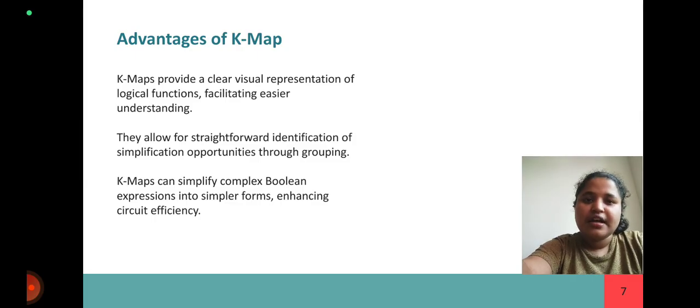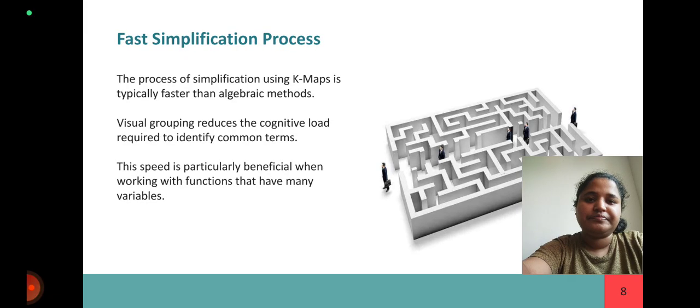Let me repeat. K-maps provide a clear visual representation of logical functions, facilitating easier understanding. They also provide straightforward identification of simplifying opportunities through grouping. K-maps can simplify complex Boolean expressions into the simplest form, enhancing circuit efficiency.